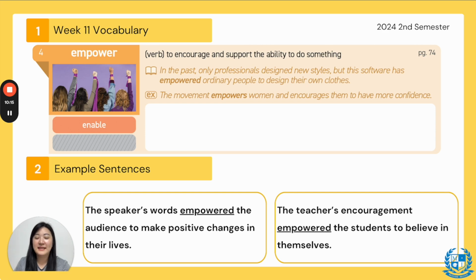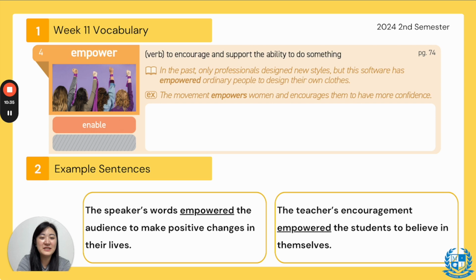Let's look here. It says the speaker's words empowered the audience to make positive changes in their lives. So maybe this speaker was saying, stop being lazy, stop eating junk food, don't you care about your future? And it empowered them and made them want to stop.